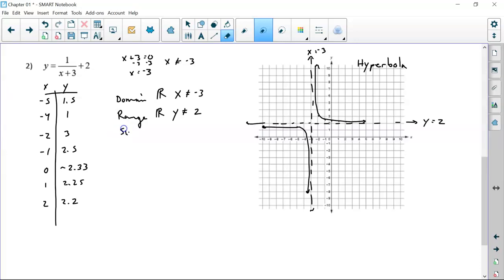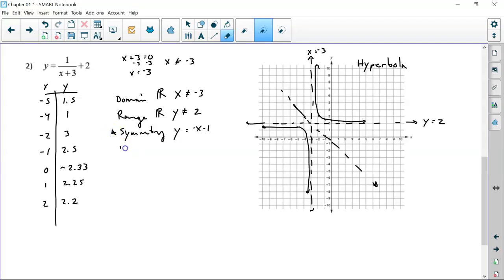Symmetry, and don't worry about this yet, but the symmetry is along the line y equals negative x minus 1. That's a little bit more complicated. But if I were to fold along this line right here, everything would match up. But that's a lot more complicated to figure out that symmetry for that. So don't worry about symmetry for that one.